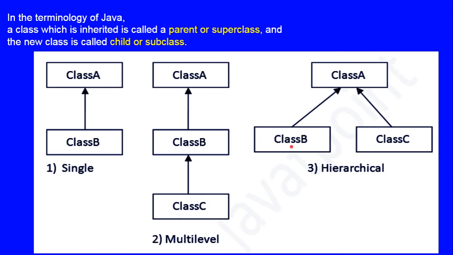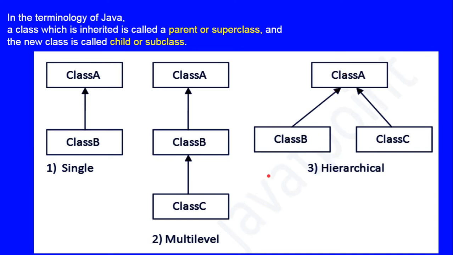So class B will have its own data members and methods as well as the data members and methods of class A. Okay, it is like a parent having many children. So the many children can occupy all the qualities from the parent class. This is the hierarchical inheritance.